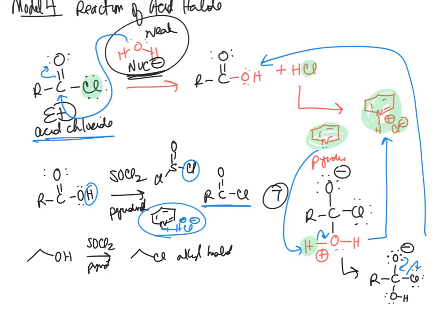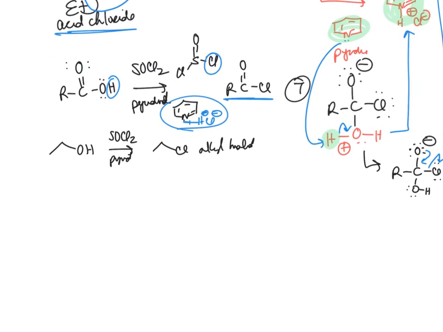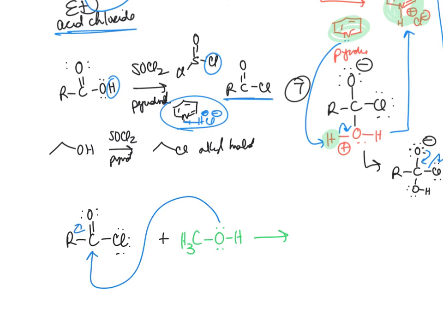Draw the product expected if you had CH3. So what if you reacted this with an alcohol? So if you had the acid chloride with methanol, what would you get? And you should be able to draw this reaction mechanism. Nucleophile to the electrophile.